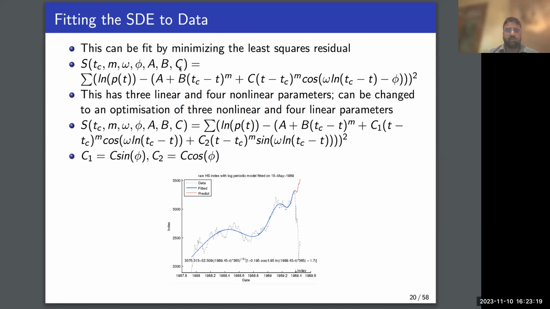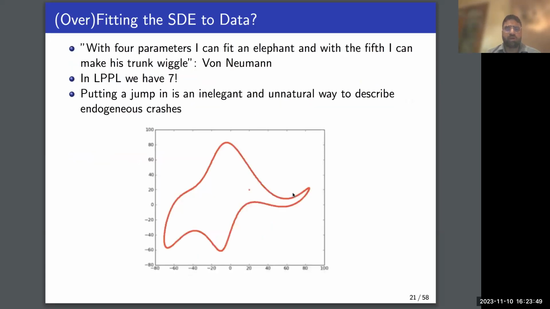And this is usually the way these models operate: you fit this model to the data by minimizing a least squares residual. And you have essentially 3 linear and 4 nonlinear parameters in the optimization, and then this can be changed to an optimization of 3 nonlinear and 4 linear parameters. And then, usually it looks something like this, that you want to see these log periodic oscillations before the crash and use them as a signifier of when it's going to happen.